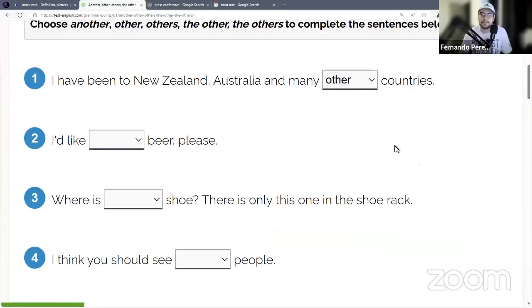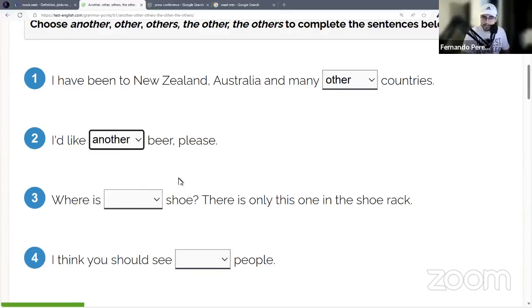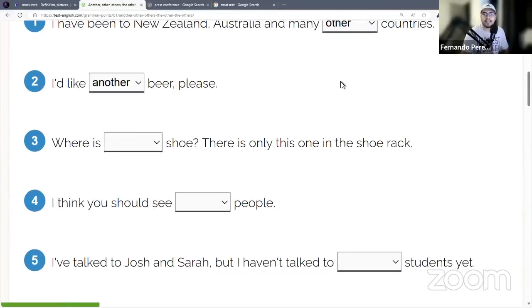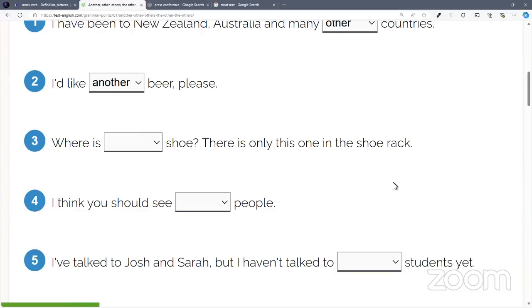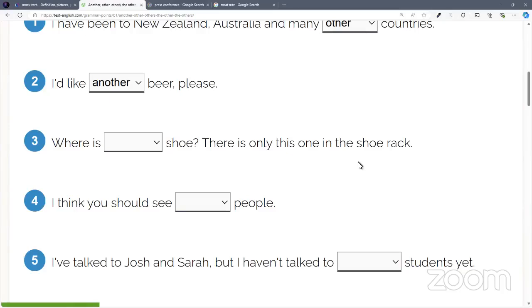Number 2. Yamil. I would like another beer, please. You are correct. It's similar to one more, right? Elena, number 3. There is other shoe. There is only this one in the shoe rack.